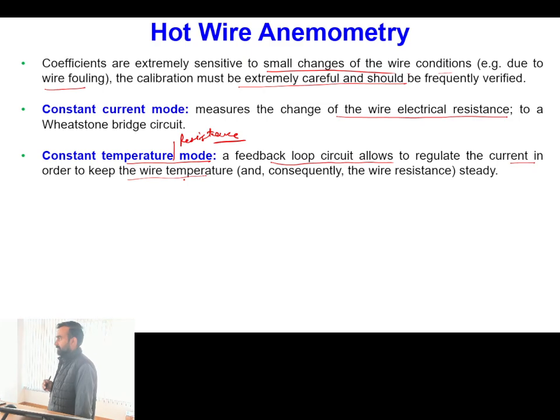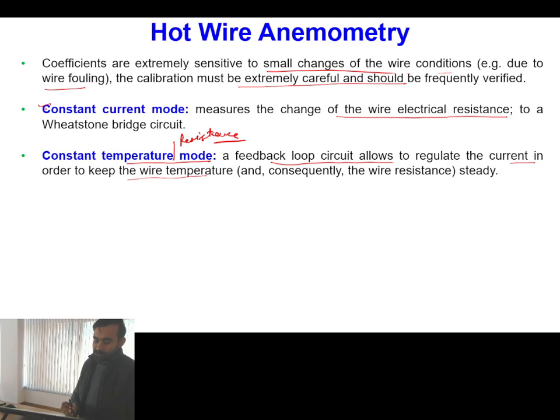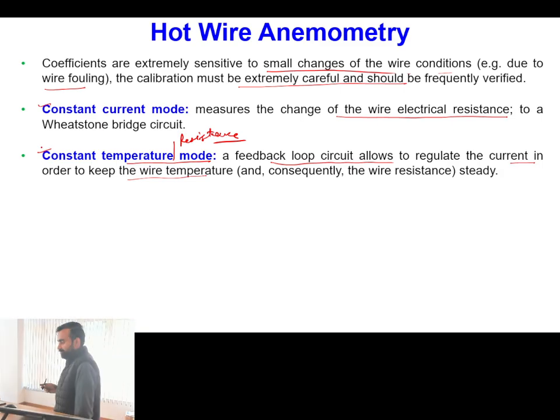Here we have a feedback circuit which regulates the current in order to keep the wire temperature and the wire resistance steady. Now out of these two, if you have to use hot wire anemometry for turbulent situations where the dynamic response matters, where the flow fluctuation is significant and changing very rapidly with time, which mode will you prefer?